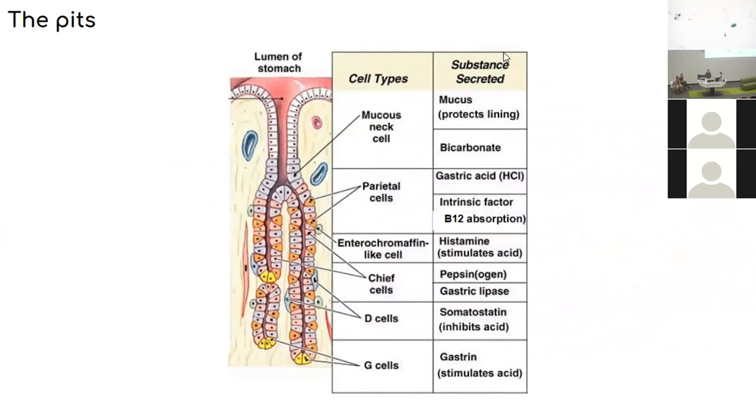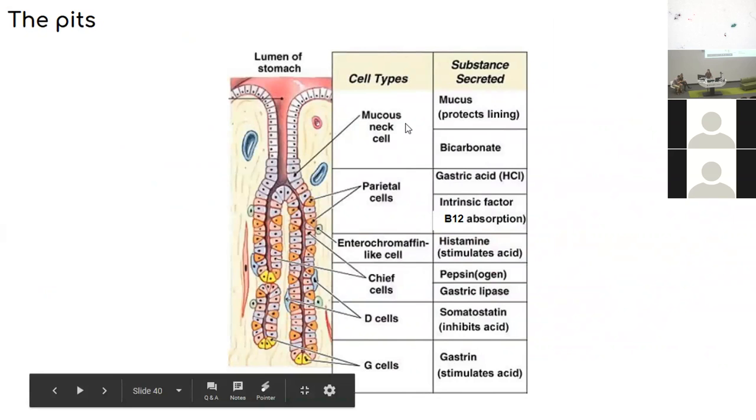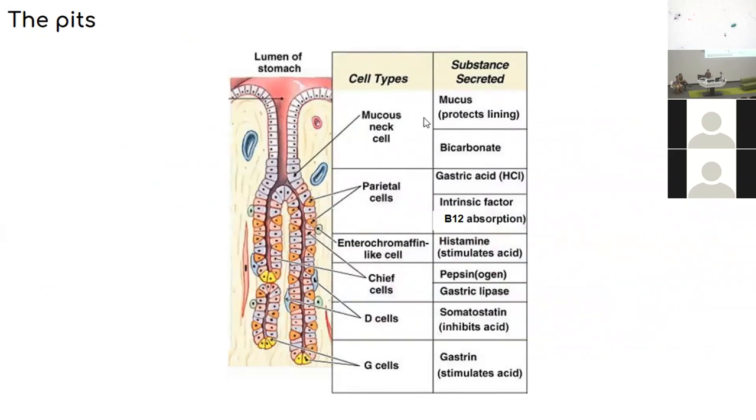it's important to know the cells that are there, what they secrete and what the function of that secretory molecule is. Don't worry so much about where the cells differ across the lining. Just going with the pits, there's mucus cells, which produce mucus, and that's really important for protecting the lining. Also bicarbonate's very important for protection.